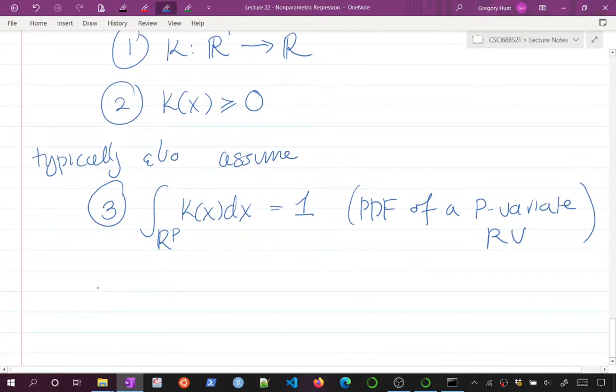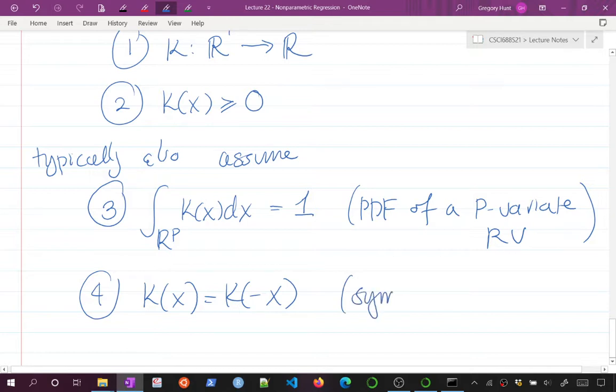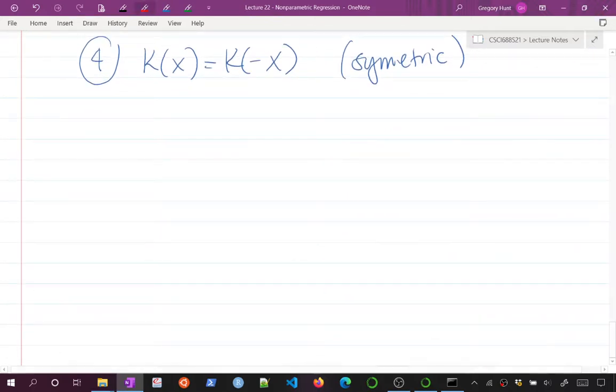And we typically assume some kind of symmetry. That is, k of negative x is the same thing as k of x. So this is a symmetric PDF. You can all think of your favorite examples. For our case, basically, the word kernel is going to mean the probability density function of some symmetric random variable. And by symmetric, I mean symmetric around 0.